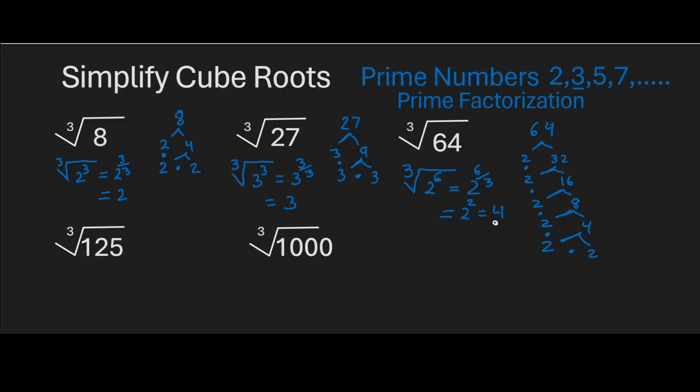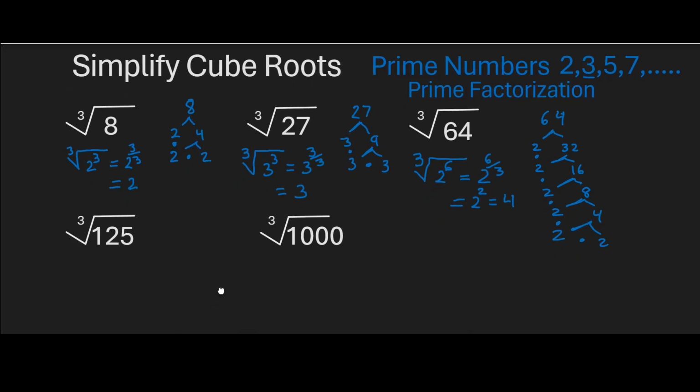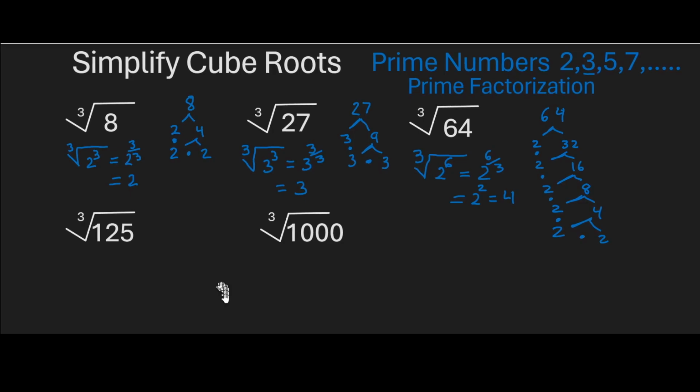Okay. And then we're going to do the same thing with 125. And I need to find the prime factorization. So I'm going to start by writing 125. And I know I'm not going to be able to divide it by 2 or 3, but I will be able to divide it by 5.